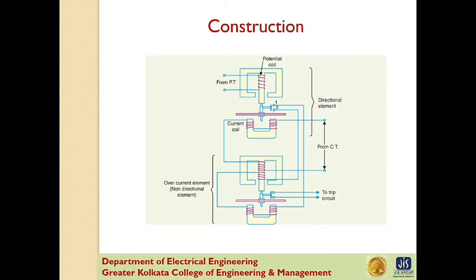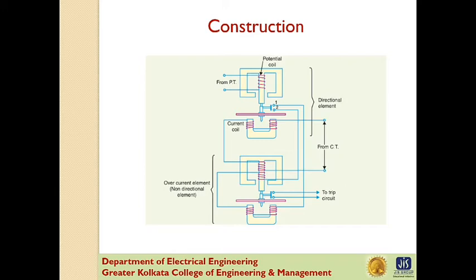Now this figure shows the constructional details of a typical induction type directional overcurrent relay. It consists of two relay elements mounted on a common case, a directional element and a non-directional element. This is the directional element and this is the non-directional element. First we discuss the directional element. It is essentially a directional power relay which operates when power flows in a specific direction.